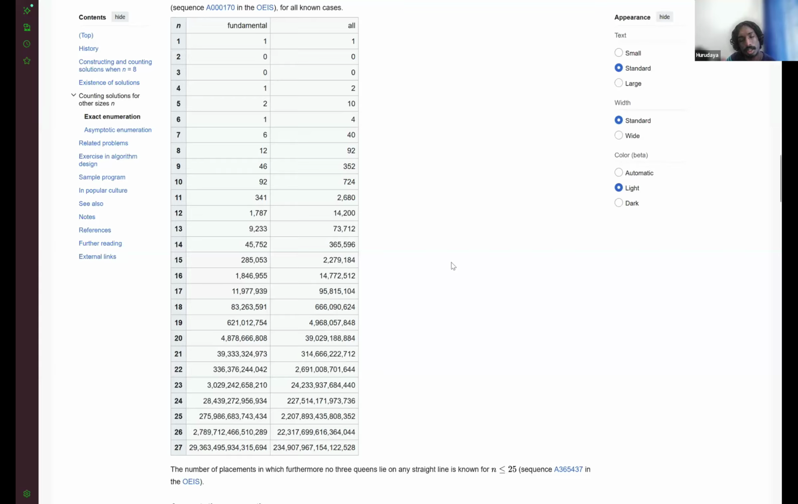Also, even if it was an n×n chessboard, it would be n squared solutions total.